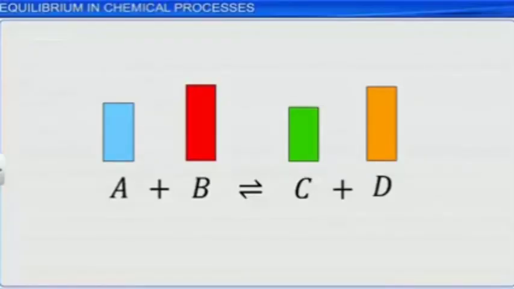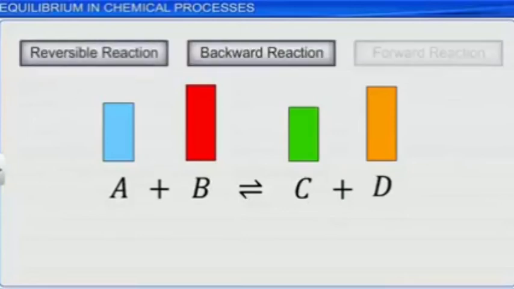The characteristics of chemical equilibrium can be understood only if you are familiar with certain terms: reversible reactions, forward and backward reactions. So, first we discuss these terms.